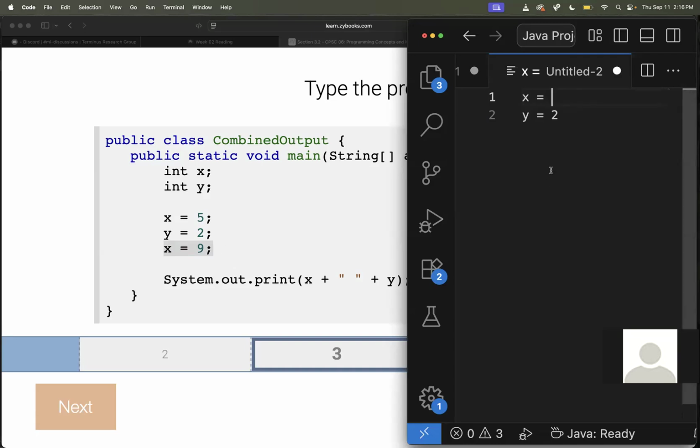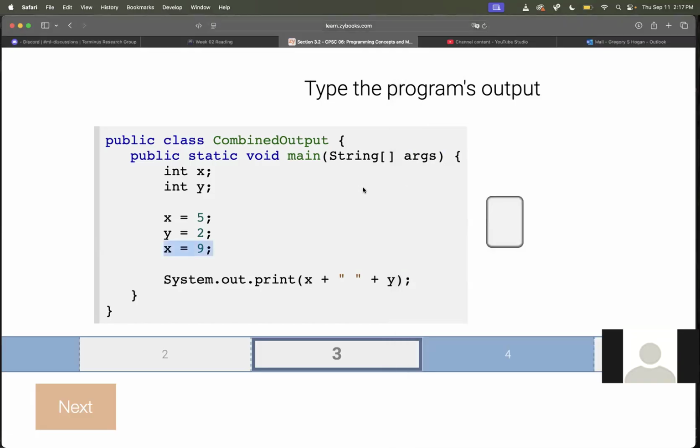Yeah, so x equals 9 was the last thing we did. So these are the current values here: x equals 9, y equals 2. The original x equals 5 is going to be lost because we updated the value of x. Having done that, you look down at the bottom and it says System.out.print x space y. So just like the previous one, we're going to print out x and y with a space between them. So 9 and 2. We print 9 space 2.